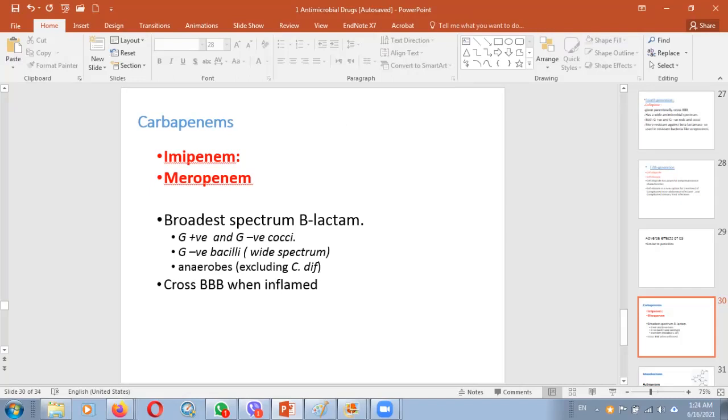Some drugs cross blood-brain barrier easily at all times. Some drugs can cross blood-brain barrier only when there is an inflammation and meningitis. And some drugs cannot cross blood-brain barrier. So you should think thoroughly before you decide to give an antibiotic for meningitis. You should check that this antibiotic is suitable for case of meningitis and can cross blood-brain barrier.